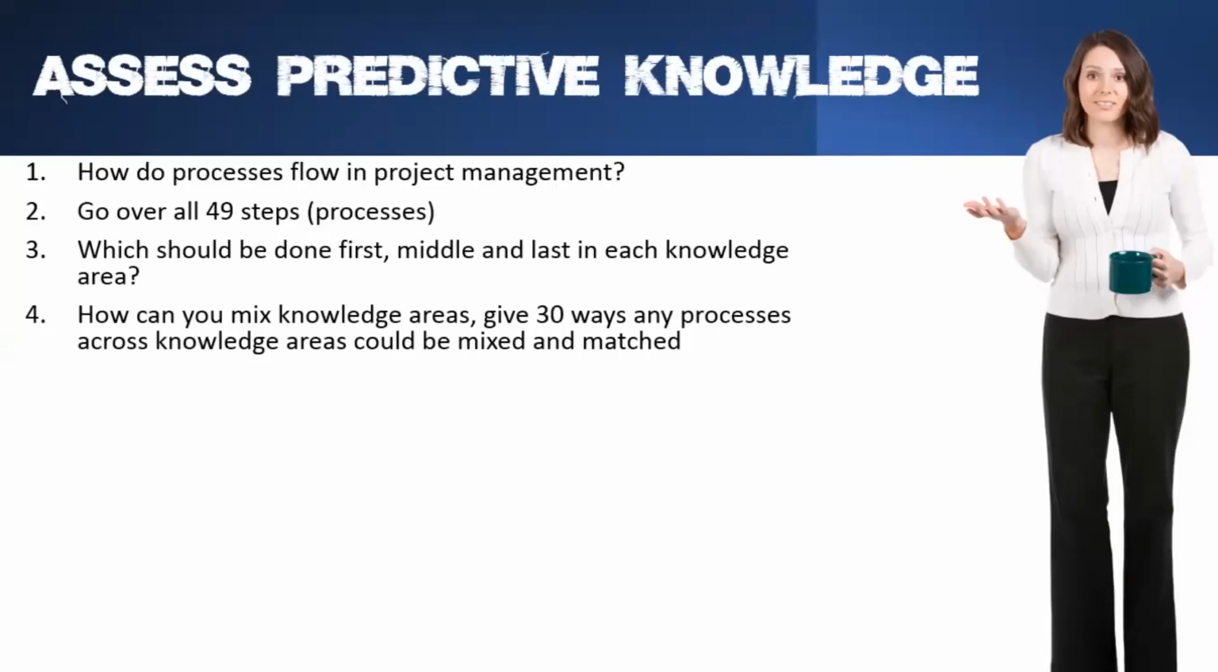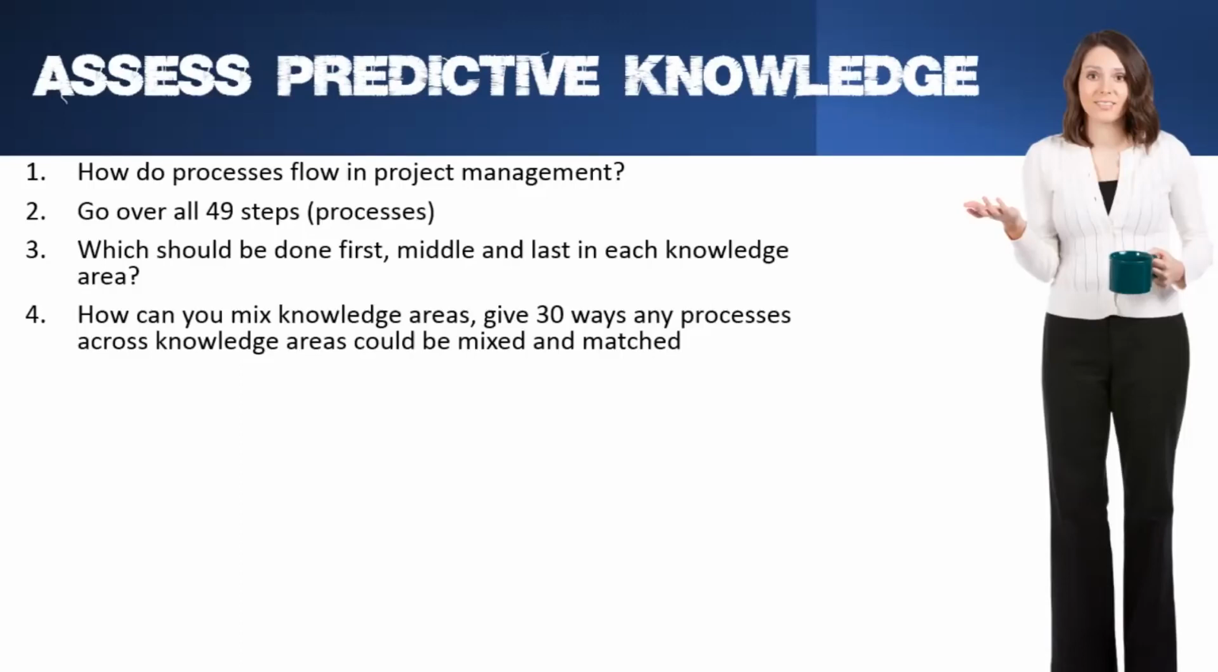So take integration and scope. Explain how you can mix those. Take scope and cost. Explain how they could flow and influence each other. Take something from risk and something from procurement. Explain how they could impact each other.